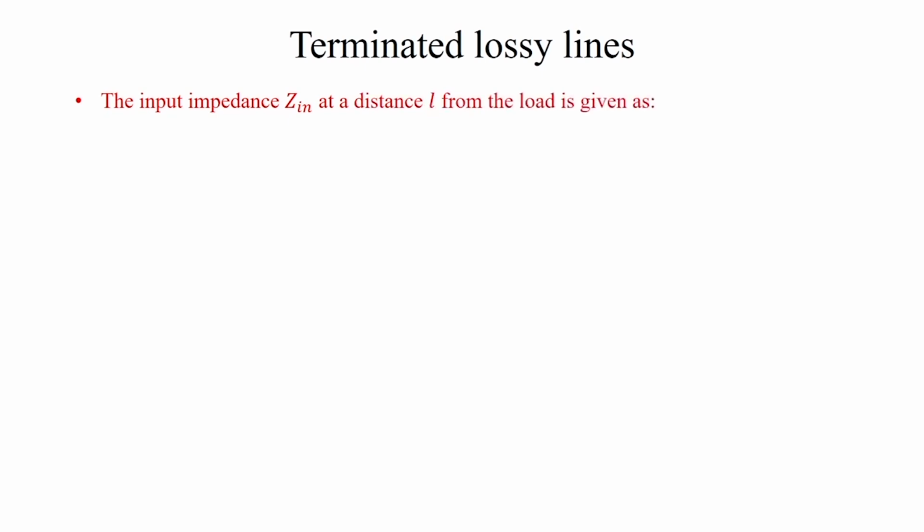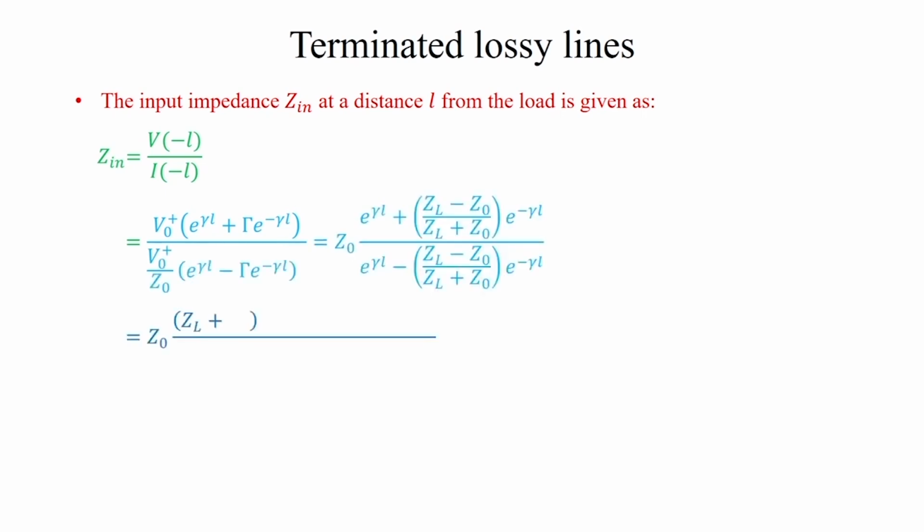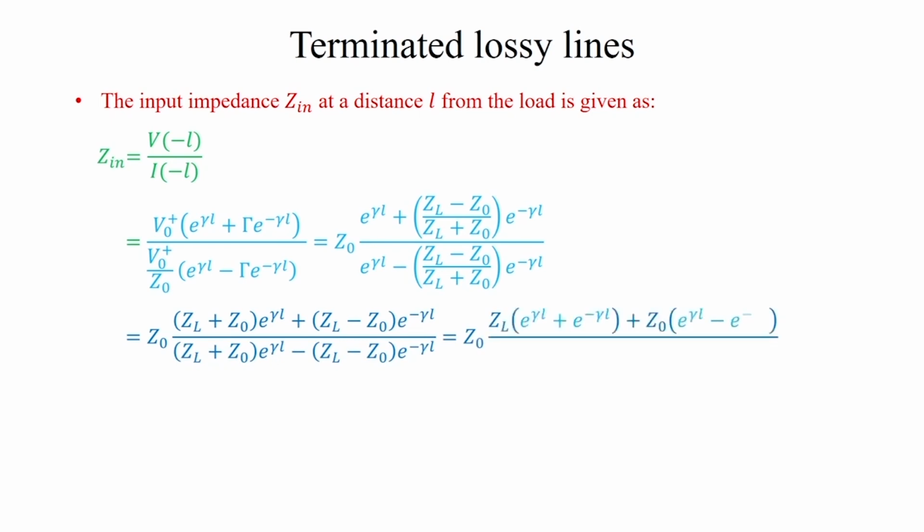We consider a distance L from the load, and we can write Z in to be equal to V at Z is equal to minus L divided by I at Z is equal to minus L. Then we substitute the equations for the voltage and current, replacing the reflection coefficient gamma expression by ZL minus Z0 divided by ZL plus Z0, and reorganizing the terms, we get it in this form.